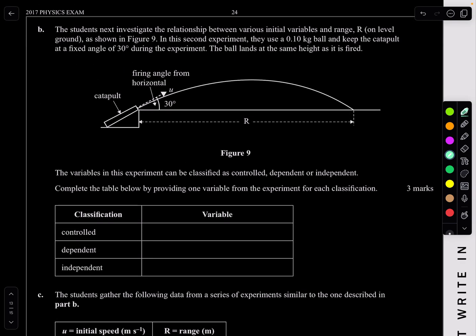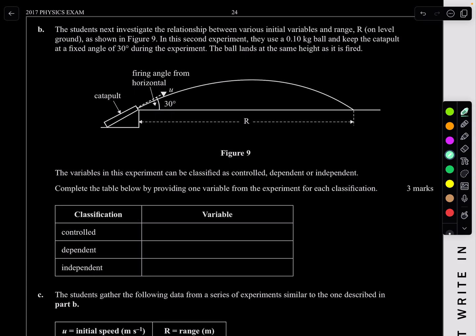The students next investigate the relationship between various initial variables and range R on the level ground as shown in figure 9. In this experiment, they use a 0.1 kilogram ball and keep the catapult at a fixed angle of 30 degrees during the experiment. The ball lands on the same height as it is fired. The variables in this experiment can be classified as controlled, dependent, or independent. Complete the following table by providing one variable from the experiment to each classification.